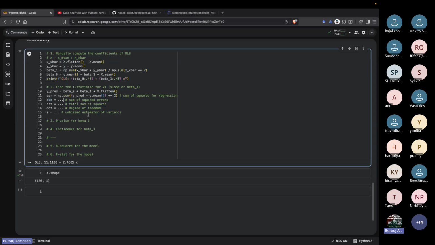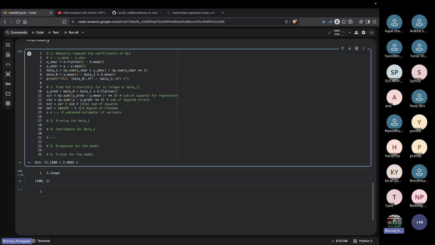Now you have to go for errors. Error is just y minus y prediction. So np dot sum of y minus y prediction, squared. Okay, so we have two things. SST is just the sum of these two, so we can say SSR plus SSE is our total sum of squares. Your degree of freedom in this case is the length of x minus 2.